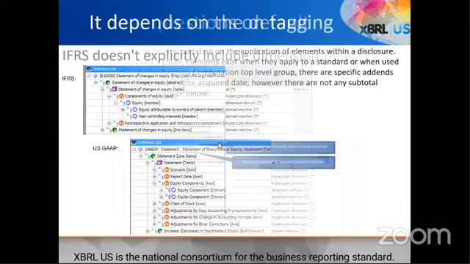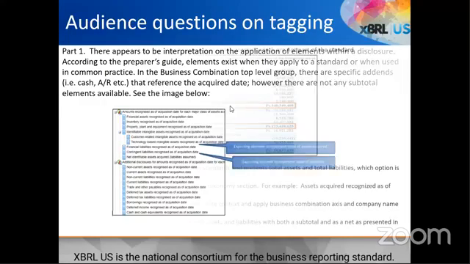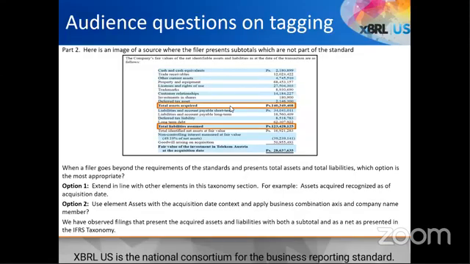Thanks, Walter. So the next question we've got is a two-part question. It's a little bit detailed, but maybe we can just go through it. The first slide shows a situation where we've got some acquisitions and some elements, and they're asking why there are no total assets and total liabilities. Michelle, if you go to the next slide, they've broken this into two questions. This shows where they report the total assets acquired and the total liabilities assumed. They've provided options, but when a filer goes beyond the requirements of the standard and represents the total assets and liabilities, which option is most appropriate? Extend in line with other elements in the taxonomy section, for example assets acquired recognized at the acquisition date, or use the element assets with the acquisition date context and apply the business combination axis member. So that's the question this person is asking.